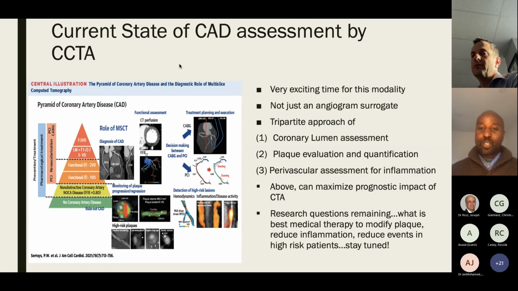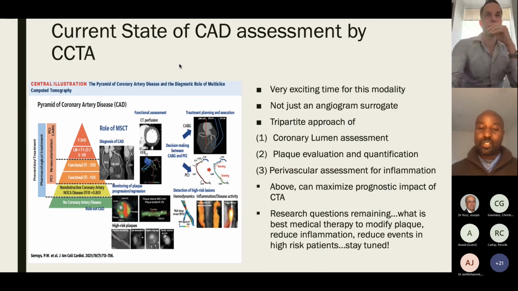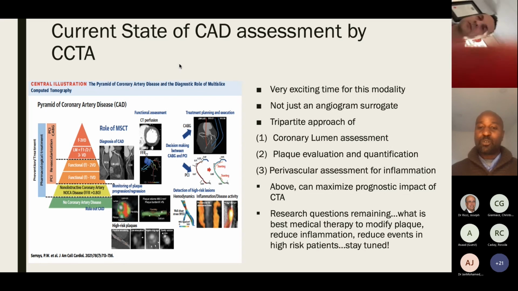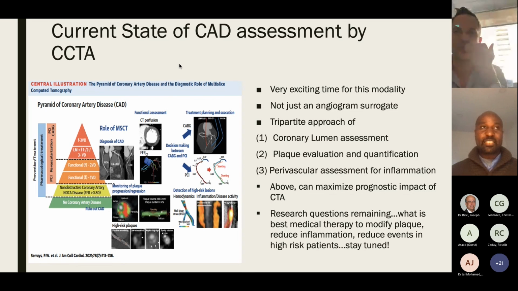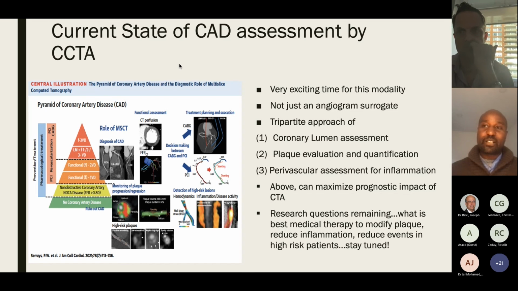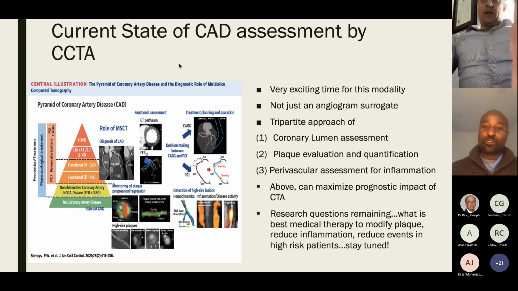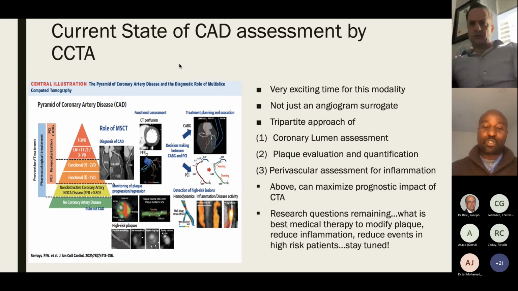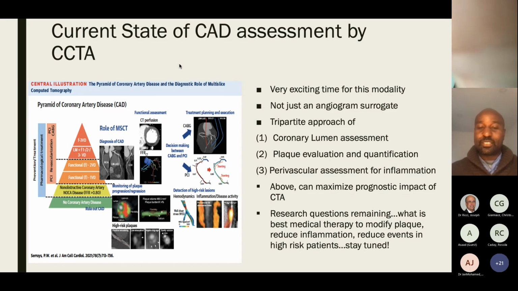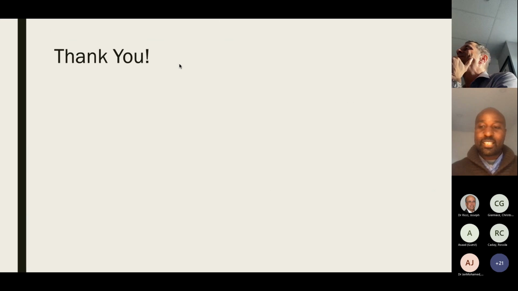That being said, further research questions remain, such as, what's the best medical therapy to modify plaque, to reduce inflammation, or to reduce events in high-risk patients. These have been alluded to in some cohort studies, but not really rigorously assessed in a randomized controlled fashion. And likely that's coming in the future. So stay tuned. I think the literature will continue to teach us and guide us in how best to manage these patients. And I'll take any questions. Thanks for your attention.